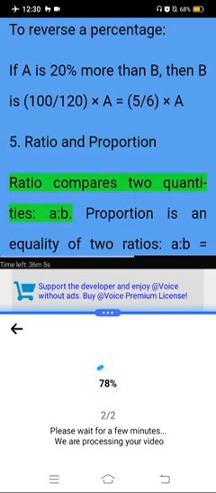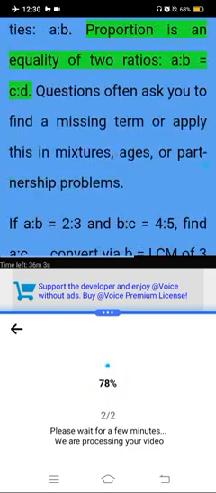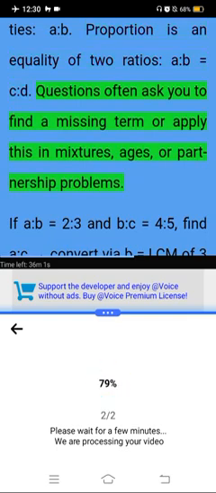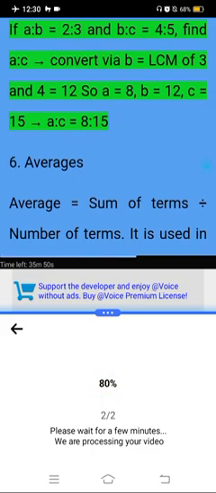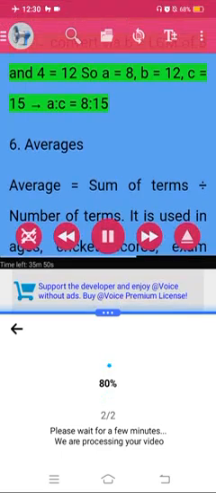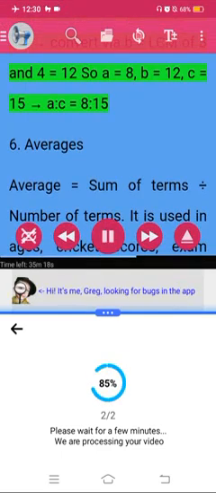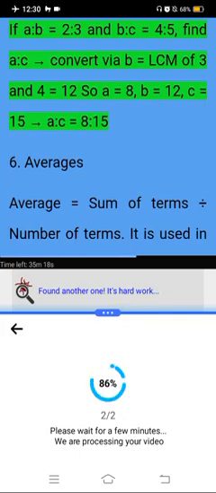5. Ratio and proportion. Ratio compares two quantities, A:B. Proportion is an equality of two ratios, A:B = C:D. Questions often ask you to find a missing term or apply this in mixtures, ages, or partnership problems. If A:B = 2:3 and B:C = 4:5, find A:C. Convert via B = LCM of 3 and 4 = 12, so A = 8, B = 12, C = 15 → A:C = 8:15.